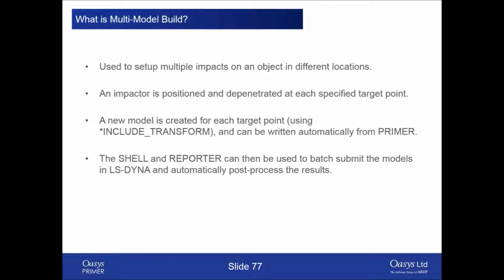An impactor is positioned and depenetrated at each of the specified target points. When you're doing this, a new model is created for each target point, and it uses include transforms rather than creating different models for each different impactor location. And then that's all set up in Primer, and then you can use the Oasys shell and Oasys reporter to either batch submit all these runs in LS-DYNA and to automatically post-process the results as well.